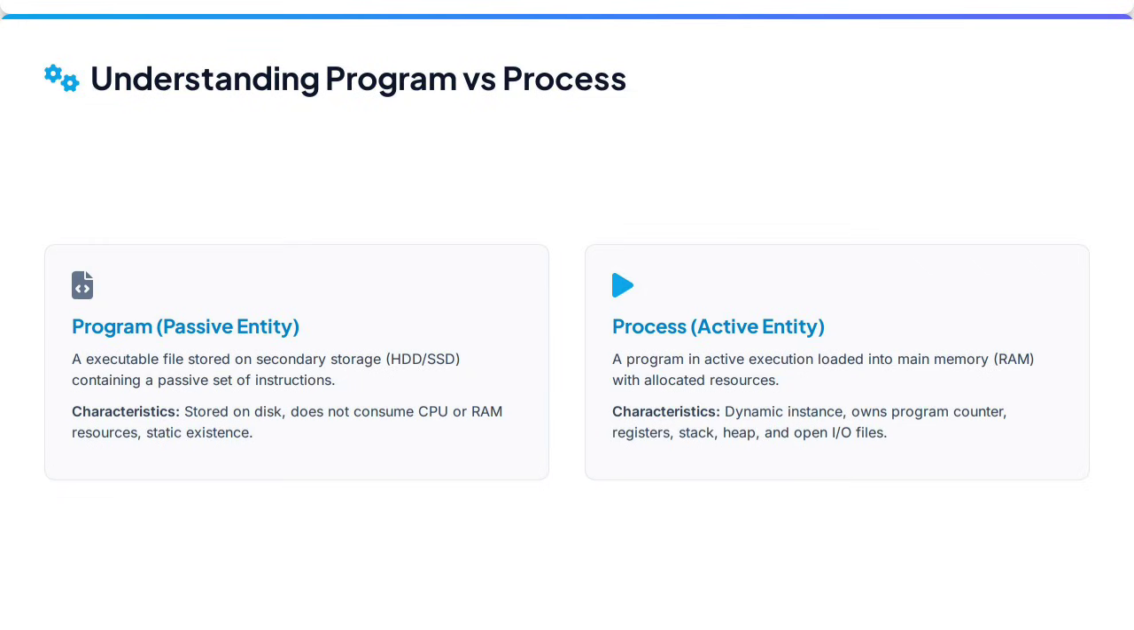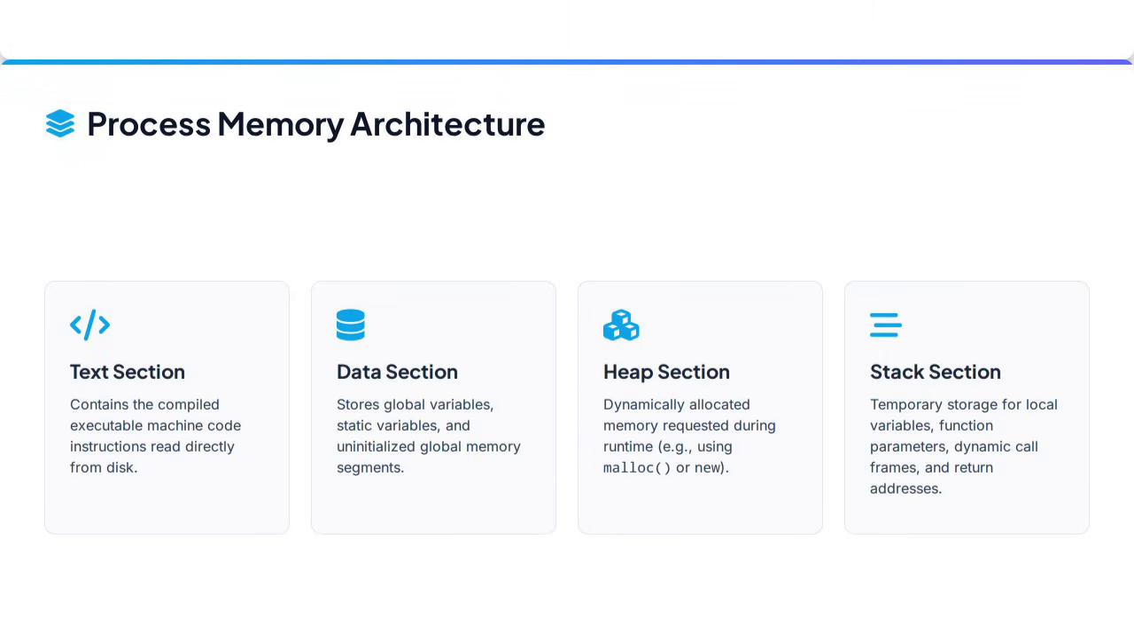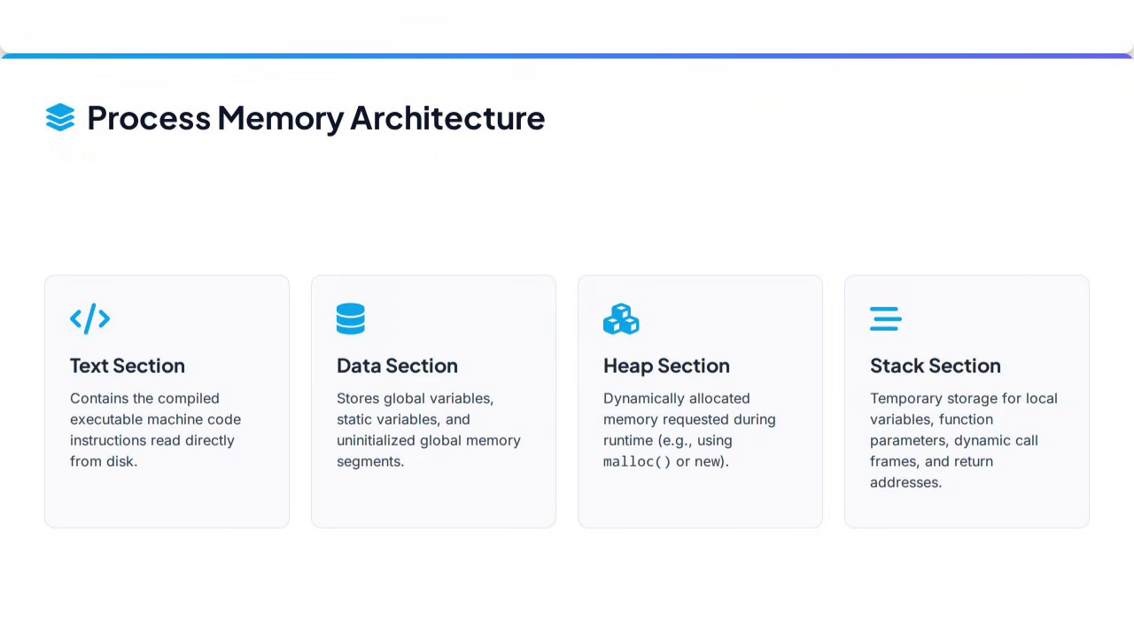Then, a process is active, while a program is passive. Next, the memory architecture of a process. The text section contains the compiled, executable code and instructions, read directly. The process moves through different states during its life. The heap section is for dynamically allocated memory required during execution, and the stack section is for temporary data.